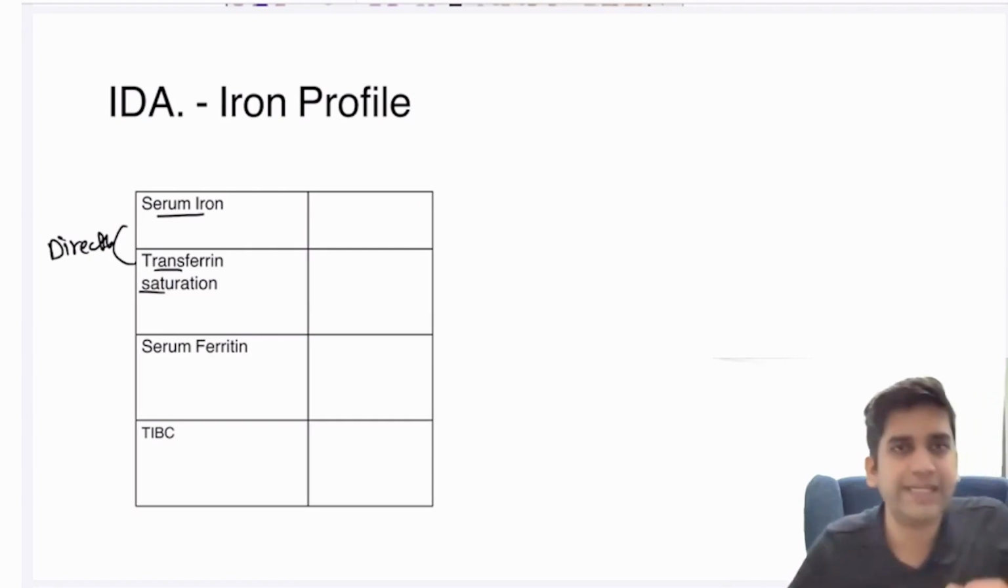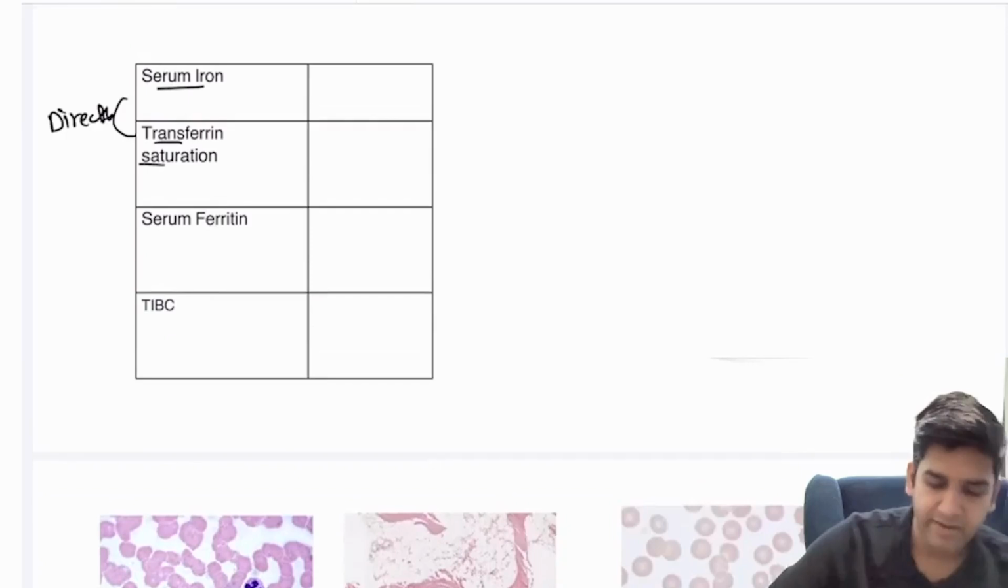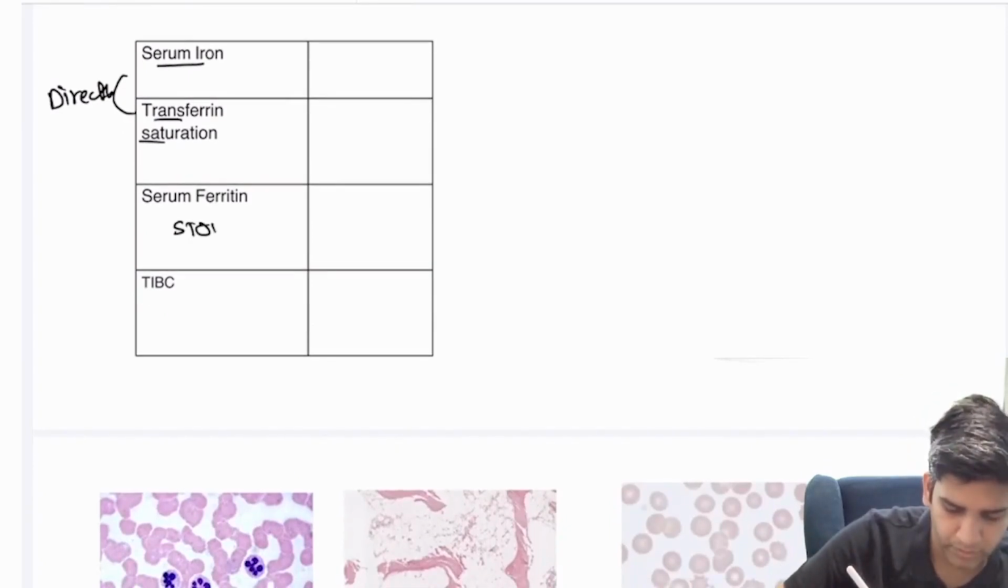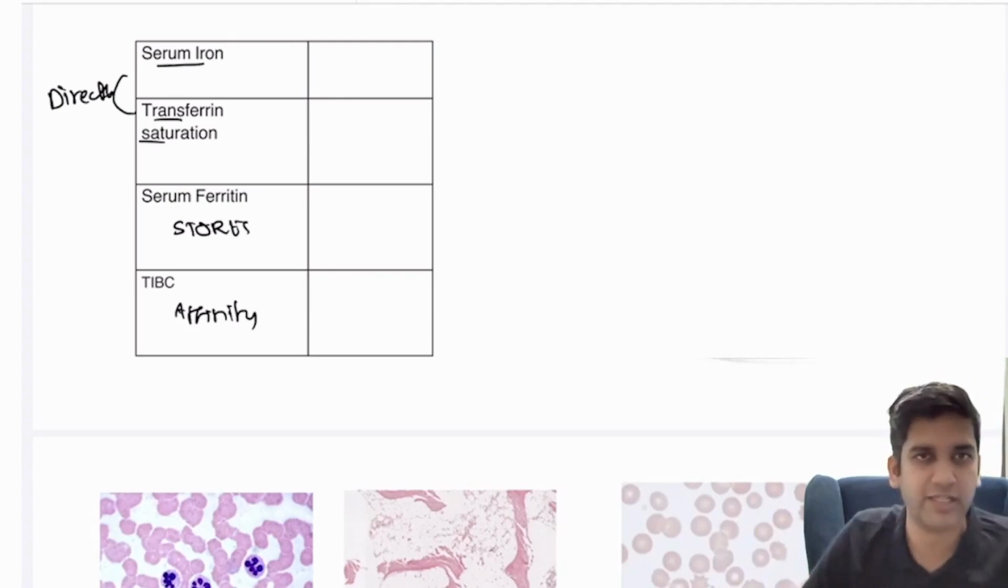They're directly proportional. In other words, whenever serum iron increases, transferrin saturation also increases. Whenever serum iron reduces, transferrin saturation also reduces, right? Ferritin is the stores. And TIBC, let's assume it's the affinity to bind iron. It's not exactly, but I'm using that for ease of understanding.